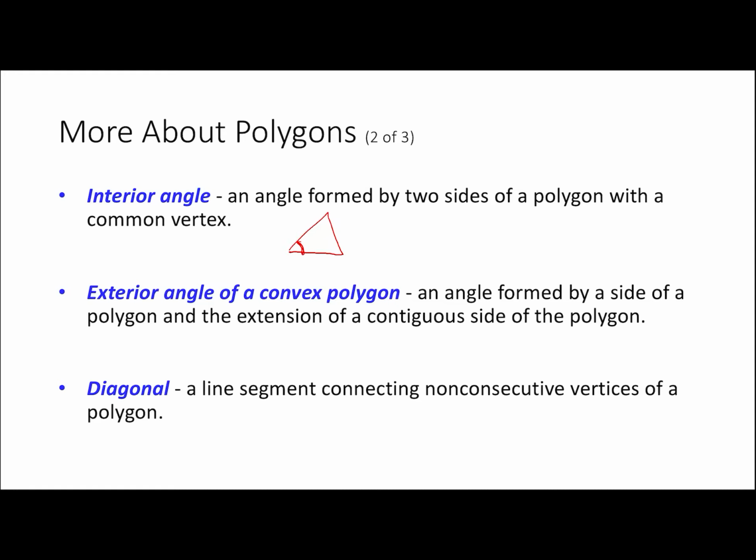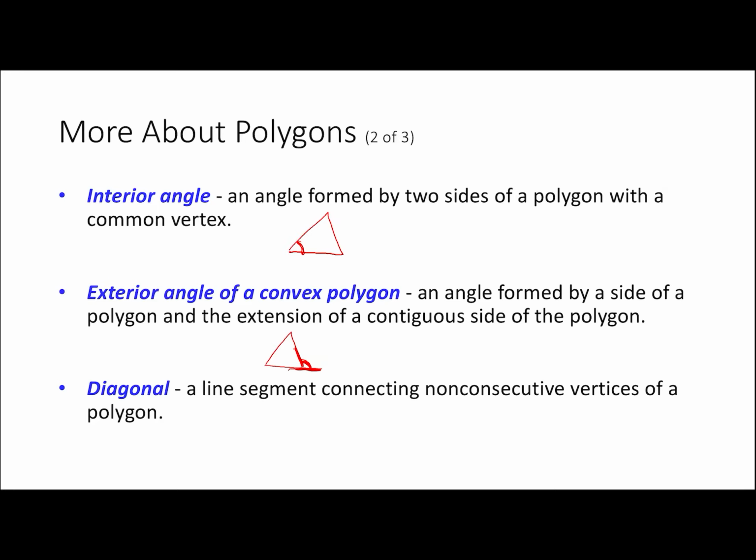The next term is what we call an exterior angle of a convex polygon. So let's again take a triangle shape here. An exterior angle is formed by one of the sides, so here would be our side, and the extension of another side. And so the exterior angle is this one. It's outside of our polygon. And again, we could do it with triangles or other shapes as well. That is what we call an exterior angle.